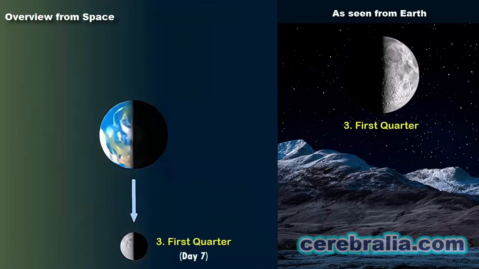When the Moon, Earth and Sun are at a right angle, it has reached its first quarter. The reason this phase is called the first quarter is that the Moon has completed 1/4 of its orbit around the Earth. This phase of the Moon is also known as the half moon because only half of the Moon is visible.